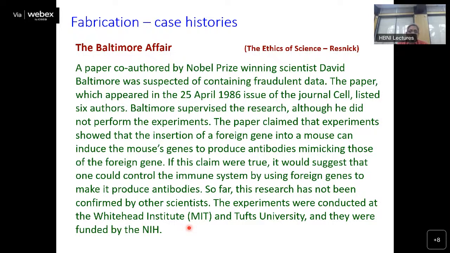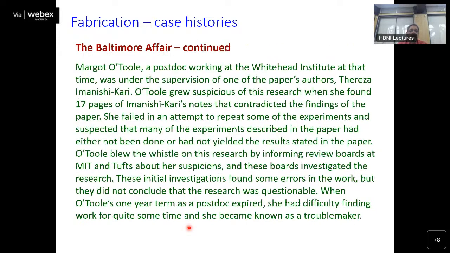Okay? These experiments were supposed to have been conducted at the Whitehead Institute and Tufts University, and they were funded by the National Institutes of Health in the United States. Then one of the postdocs working at one of the institutes connected with this research, Margot O'Toole, was under the supervision of one of the paper's authors, Imanishi-Kari. O'Toole grew quite suspicious about this research when she found some 17 pages of Imanishi-Kari's notes that contradicted the findings of the paper. And she failed in an attempt to repeat those experiments conducted by Imanishi-Kari.